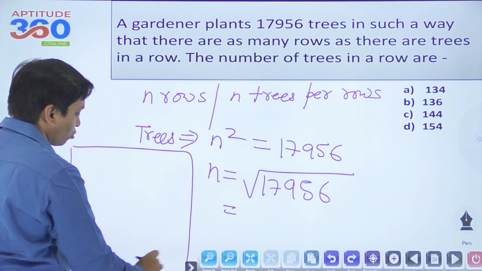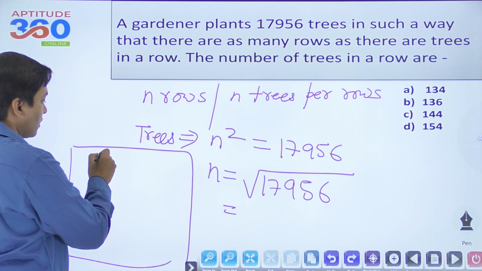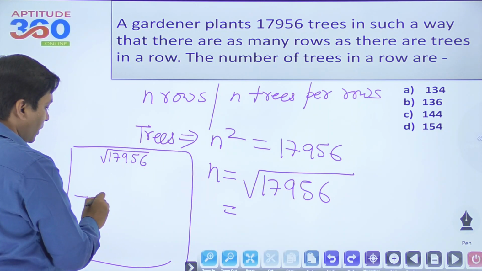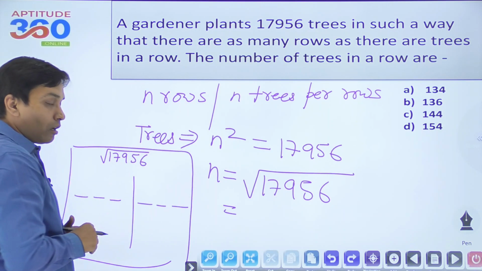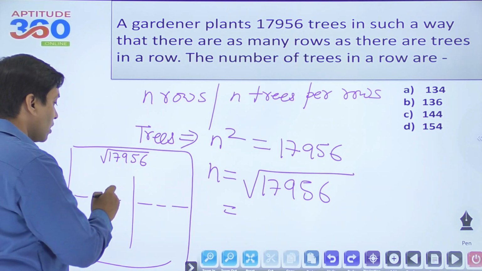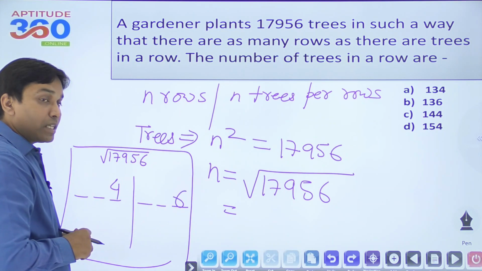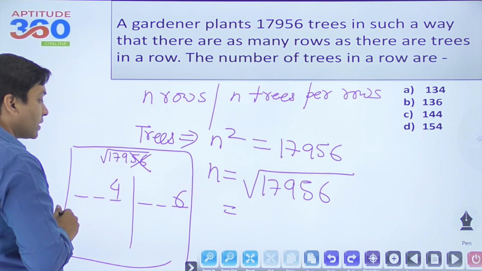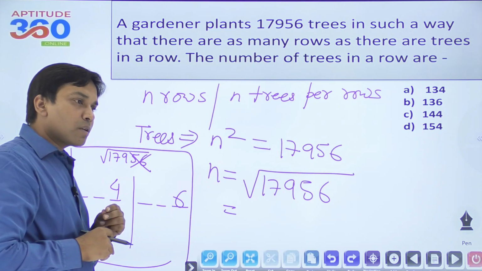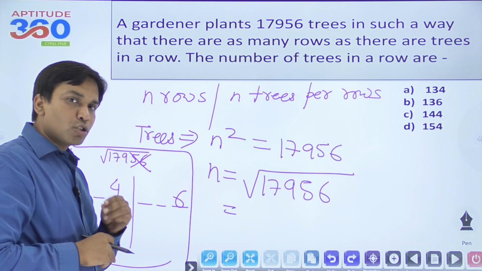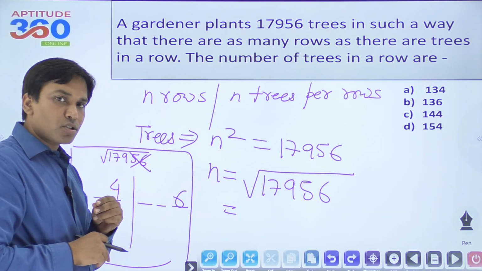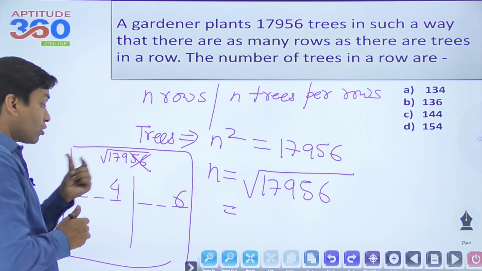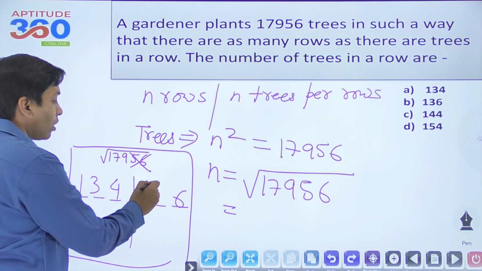Because you're finding out the square root of 17956, it will be a 3-digit number because this is 6. So it could be either 4 or 6 at the unit place. Is that okay? Now discard the last two. What are you left with? 179. What is the perfect square number just less than 179? 12 square is 144, 13 square is 169, 14 square is 196. So 13 square is going to be less than 179. So this number will be either 134 or 136.